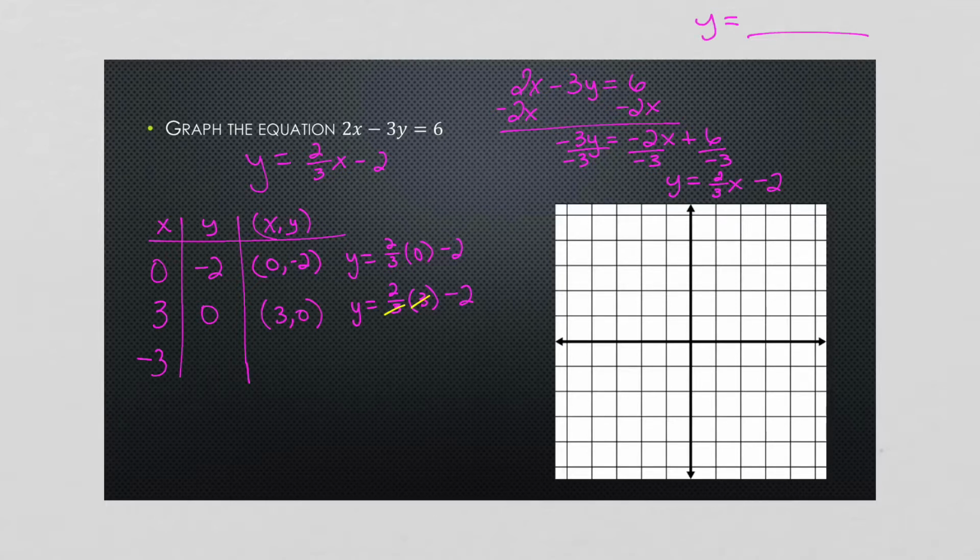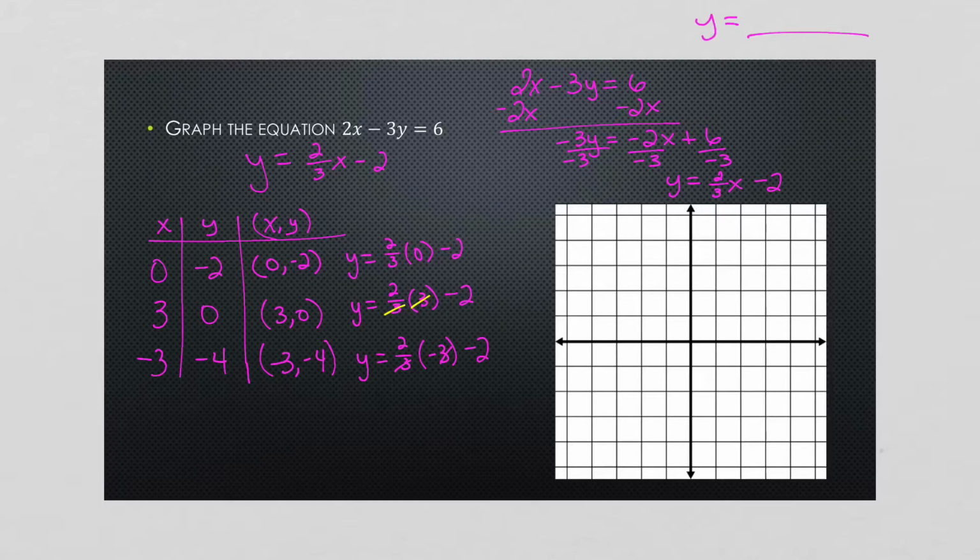Now I'm going to try negative 3. So y is equal to 2/3 times negative 3 minus 2. The 3's cancel, but the negative does not. So 2 times negative 1 basically is negative 2, minus 2 is negative 4. And if any of that math messes with your head, grab your calculator and do the math on the calculator.